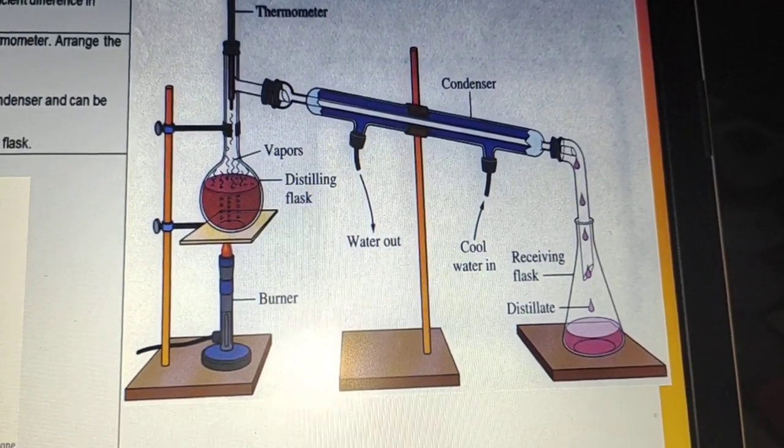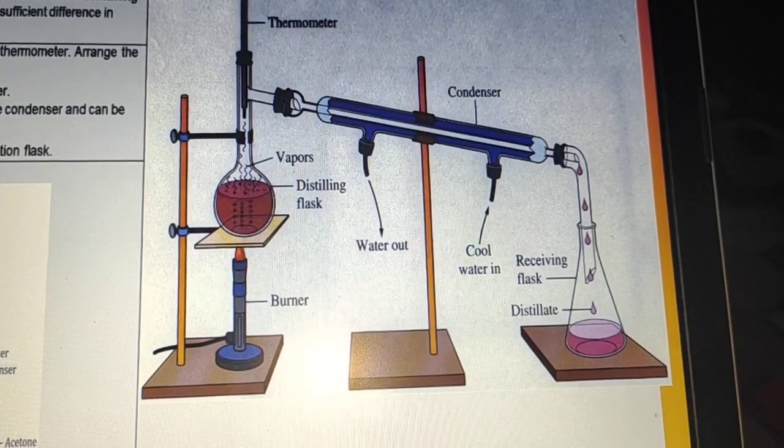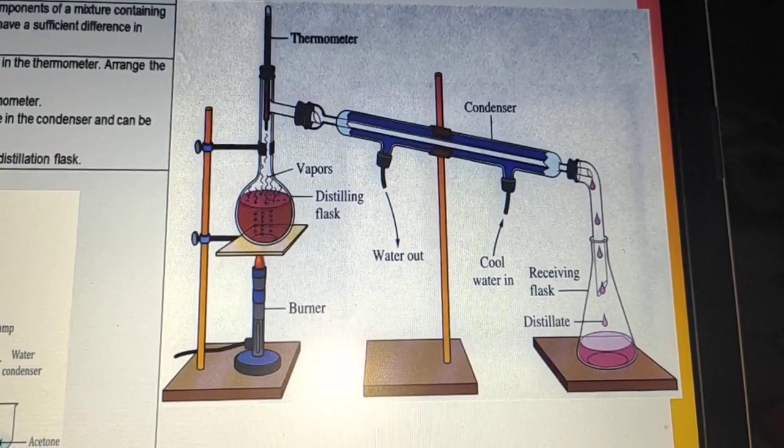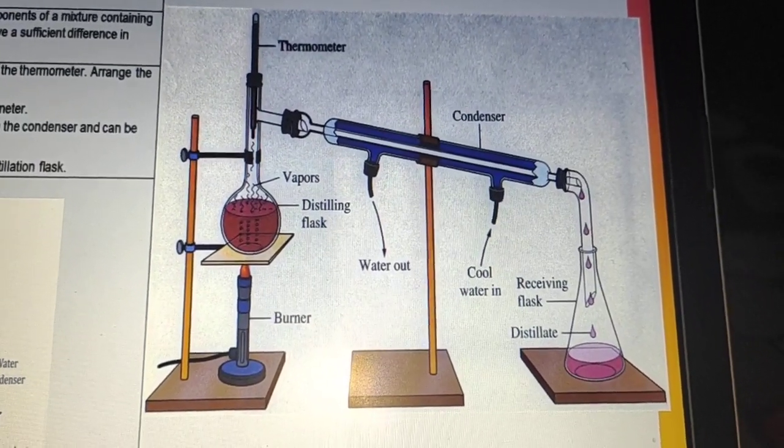So when you heat the mixture, the vapors come out, and the temperature of the vapor, that means the boiling point of the liquid, is measured by this thermometer, and when the vapor evaporates, it goes inside the condenser.